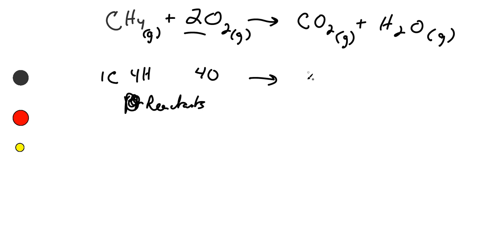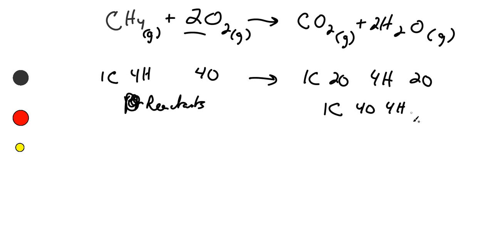Then if we look over here, we've got 1 carbon, 2 oxygens. We created 2 waters, sorry. 2 times 2 is 4 hydrogens, and 2 times 1 is 2 oxygens. So if we add all those together, we get 1 carbon, 4 oxygens, and 4 hydrogens. Same as here: 1 carbon, 4 oxygens, 4 hydrogens.